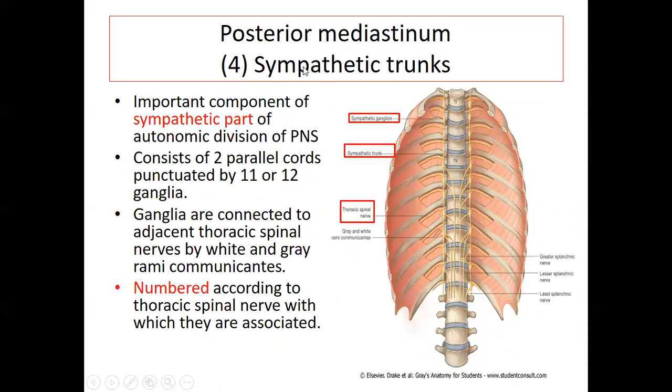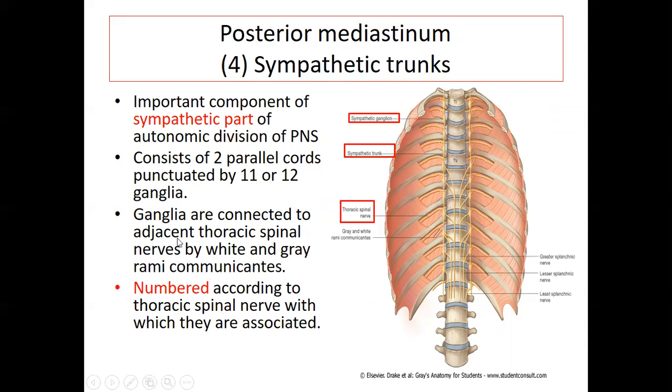And then we have the sympathetic trunk, also present in the posterior mediastinum. It is an important component of the sympathetic part of the autonomic division of the PNS, the peripheral nervous system. It consists of two parallel cords, on the right side and on the left side. This is the sympathetic trunk, and the slightly dilated portion here represents the sympathetic ganglion. It is punctuated by 11 to 12 ganglia. Ganglion is singular, ganglia is plural. The dilated portions are the sympathetic ganglia, connected to the adjacent thoracic spinal nerve by white and gray rami communicantes.